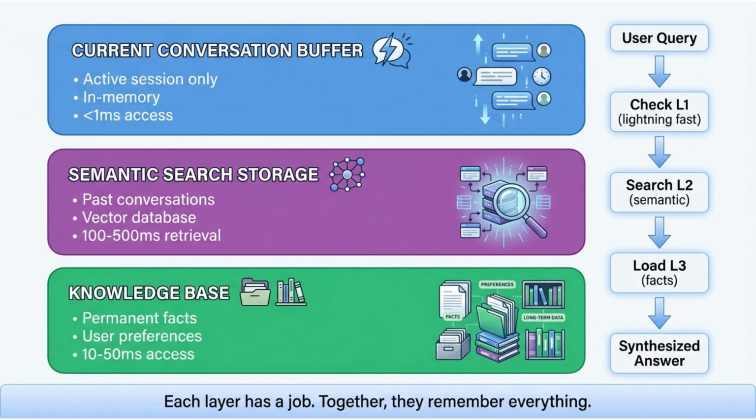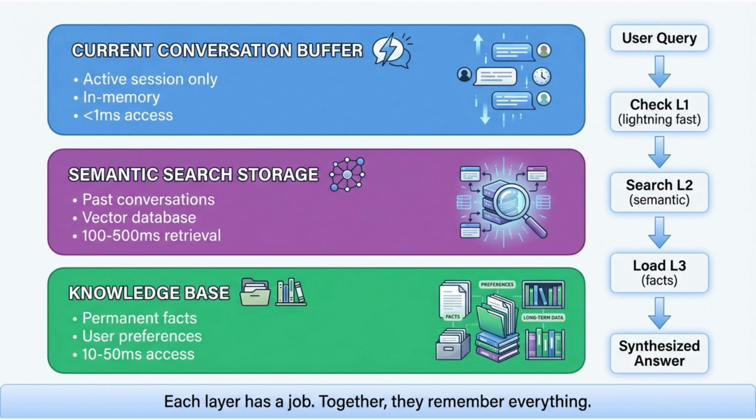The 3-layer memory architecture. Each layer does one job perfectly. Layer 1, current conversation buffer. This is your active session, the conversation happening right now. Small and fast. 8,000 to 200,000 tokens, depending on your model. Instant access, under 1 millisecond.